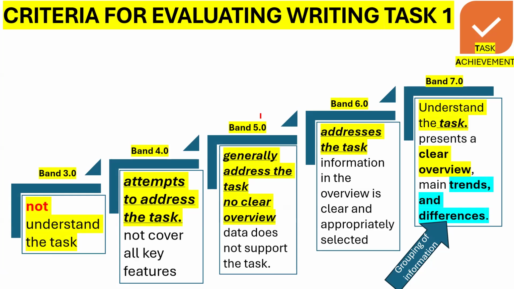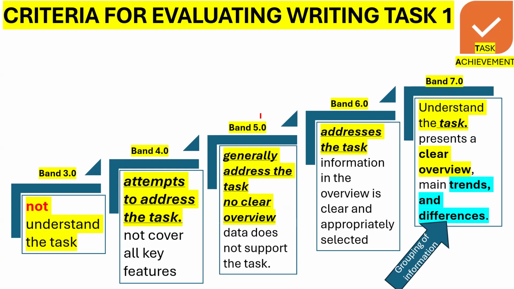For a clear overview, describing main trends and differences. For a data essay, a clear overview means one must identify the main trends and differences, which is the group that shows the same pattern. And the warning here is the candidate must not group the information from top to bottom or left to right. Then the last criterion for band 7.0 is to describe the main trends and differences.